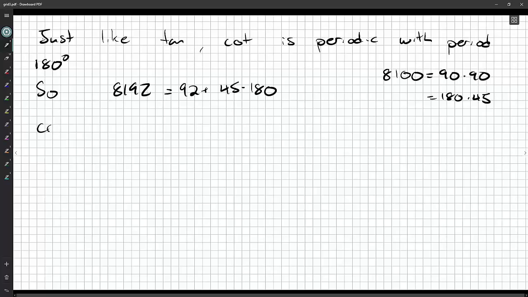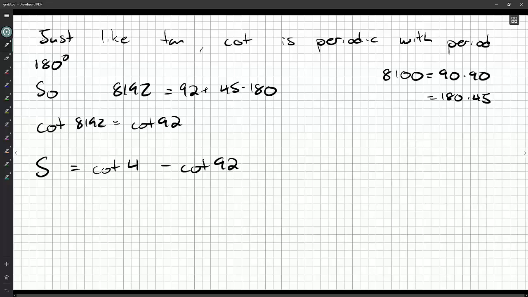Okay, so cotangent 8192 is equal to cotangent 92. So at least we got some smaller numbers, I guess. Cotangent 4 minus cotangent 92. Alright. Now, just like at the start of the question, it's kind of weird to be using cotangents. I think I'd probably be much more comfortable with sines and cosines. I don't know any cotangent identities, really.